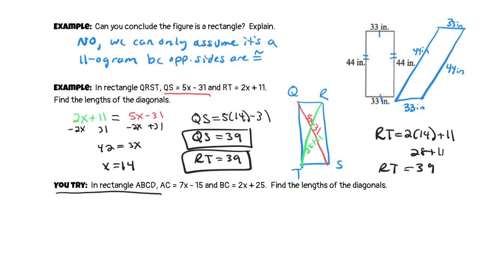So go ahead and pause the TV or the screen again, let the kids try it, and then press play and I'll explain it. All right, so you can see we have a rectangle, ABCD. I did draw this rectangle as a square. Again, remember, the definition of a rectangle is it's a parallelogram with 4 right angles. Technically, a square is a rectangle. All right, so from A to C, we've got 7x minus 15. From B to C is 2x plus 25. So you just had to set those two equal to each other and solve.